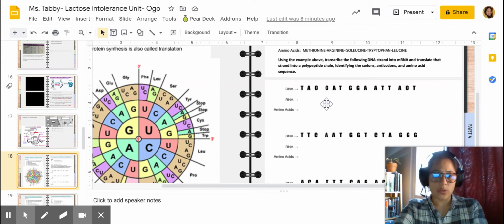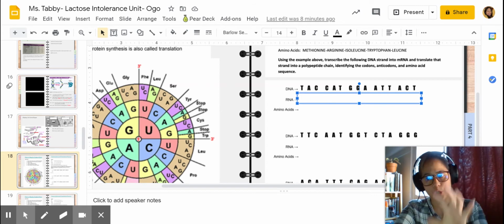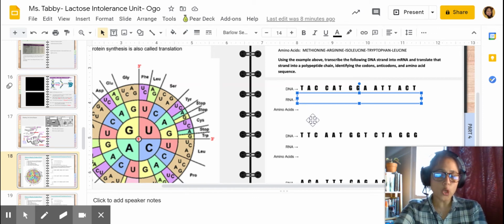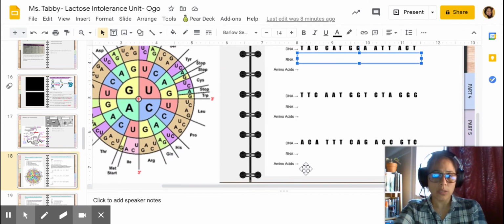Just like I always do, I've created text boxes within your notebook so that you can just follow along. So right now, I'd like you to take the time to pull up your notebook, make sure you're on slide number 18, and we're going to go through this first example together. After this example, you're going to go into breakout rooms with your partners, and the two of you are going to finish translating and transcribing the last two sequences. So I'll give you a minute to do that.